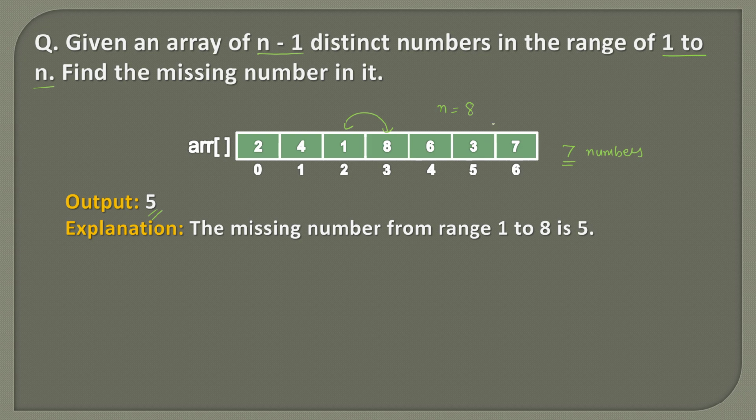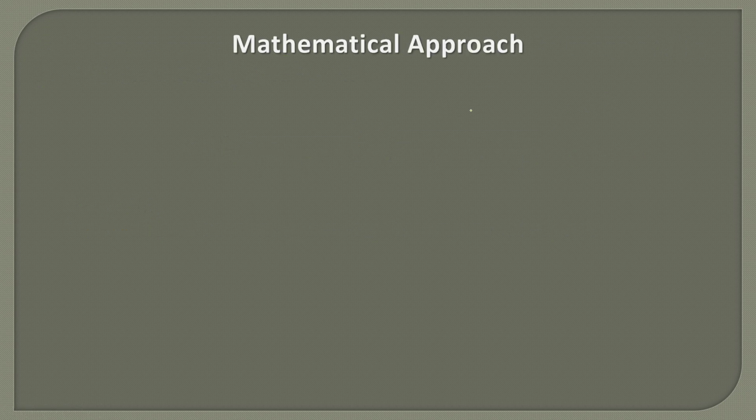So let's see how we can solve this problem. So one constraint is we need to find it in O of n time complexity. So let's see how we can find the missing number in this array. So here you can see there is one mathematical formula which can help us in evaluating what's the missing number in the array.